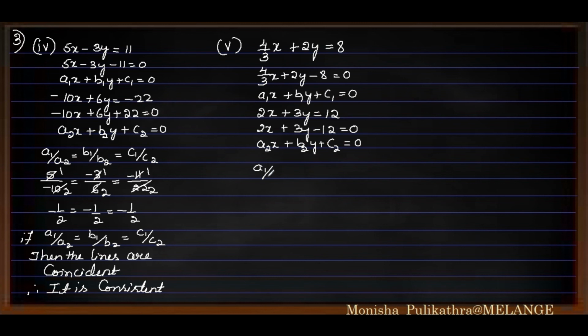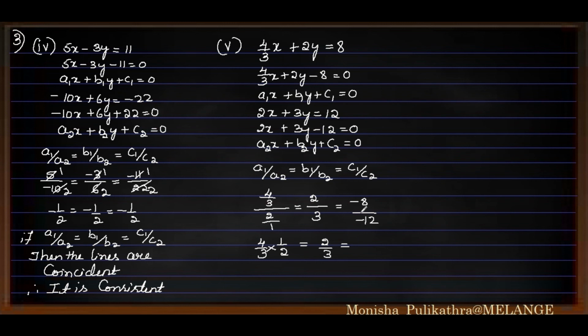So next we need to find out the ratio a1 by a2, b1 by b2 is equal to c1 by c2. So here a1 is 4 by 3 and a2 is 2. So 2 means nothing but 2 by 1. Okay. Next b1 is 2 and b2 is 3. Next c1 is minus 8 and c2 is minus 12. So when I take reciprocal of it, the 2 by 1 will become 1 by 2. Here 2 by 3 and here minus minus cancel, 8 by 12.